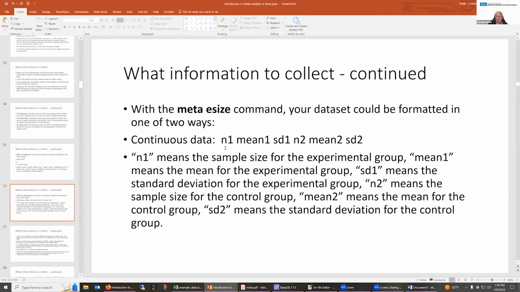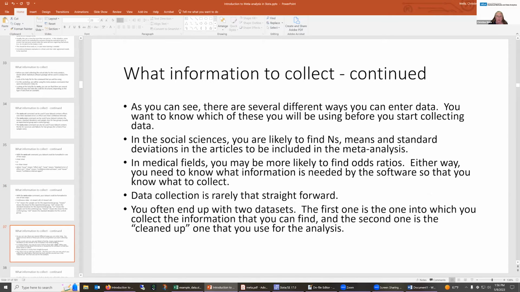In ours, we're going to have the n, the mean, and the standard deviation for one group, and the n, the mean, and the standard deviation for the second group. We'll get to that in a second. Lots of different ways the data can be put in, but you just want to know what you're aiming for when you're collecting the information out of the studies. In the social sciences, I usually find the ns, means, and standard deviations, but in the medical fields, maybe you find odds ratios. It doesn't matter. Just get into a common metric here.